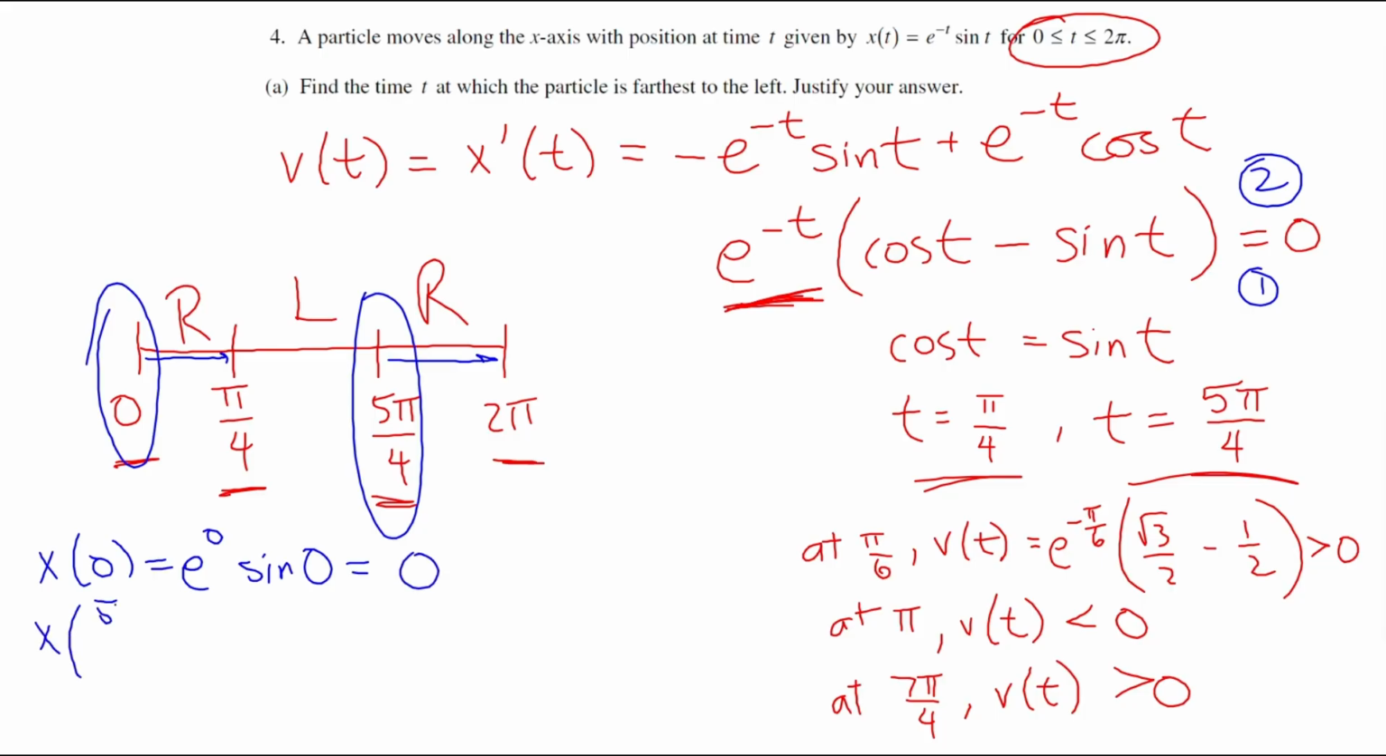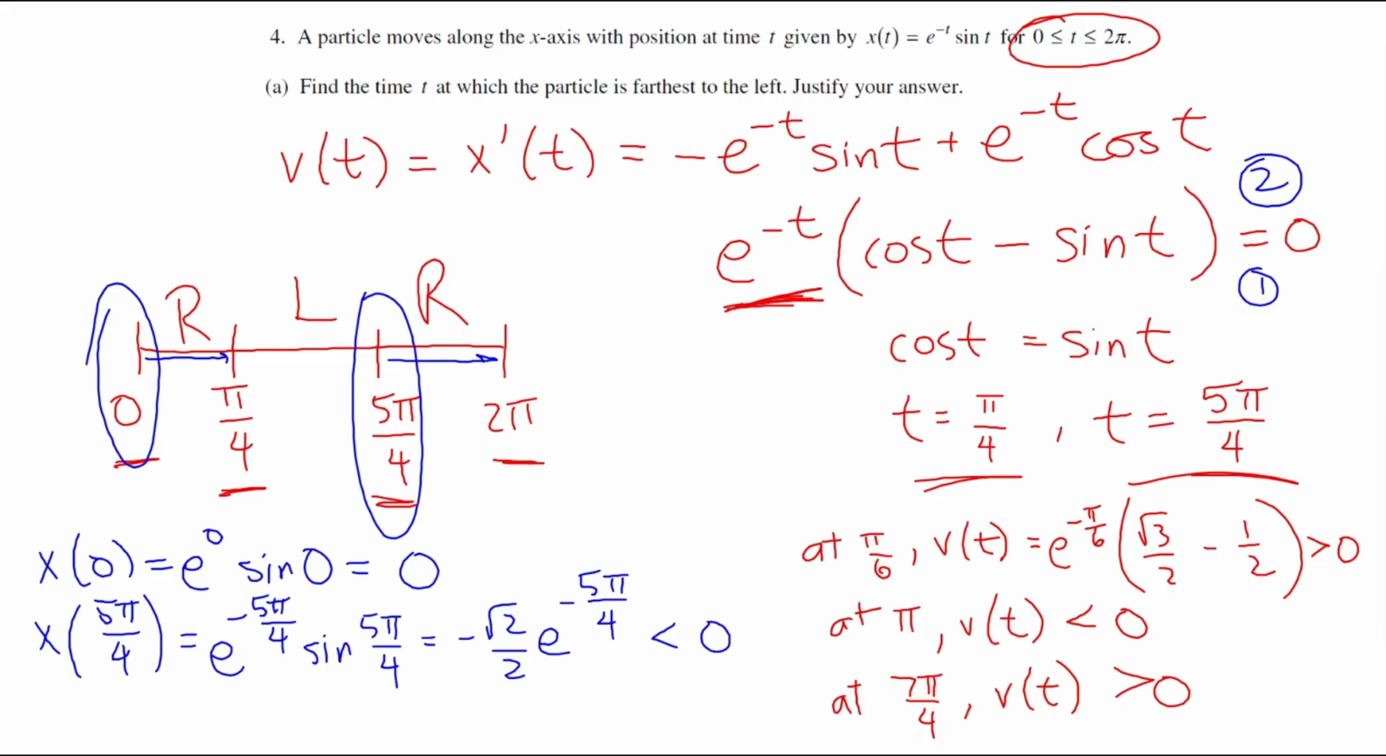And x of 5 pi over 4 is equal to e to the negative 5 pi over 4 times the sine of 5 pi over 4. The sine of 5 pi over 4, well, we know that 5 pi over 4 is in the third quadrant, right? It's negative root 2 over 2. So this is negative root 2 over 2 times e to the negative 5 pi over 4, which is less than 0. And therefore, our particle is farthest to the left at 5 pi over 4.